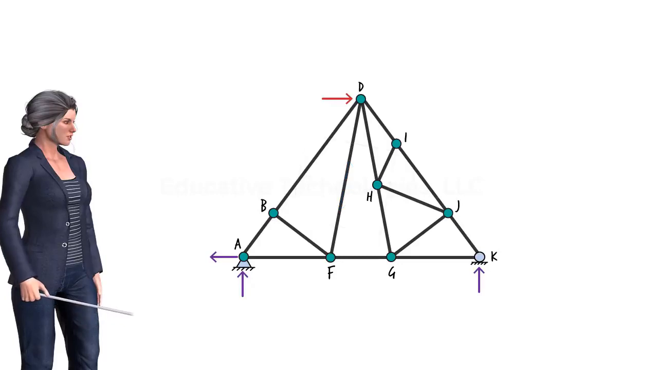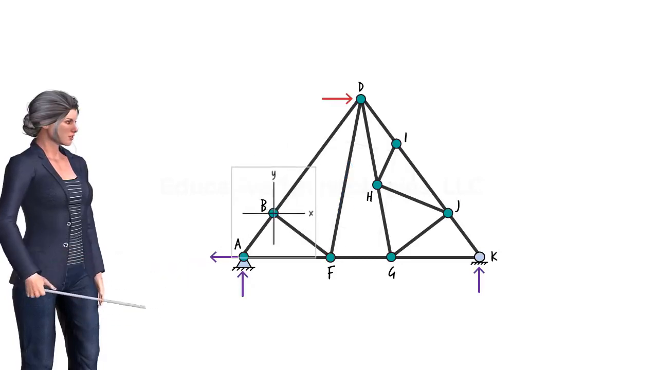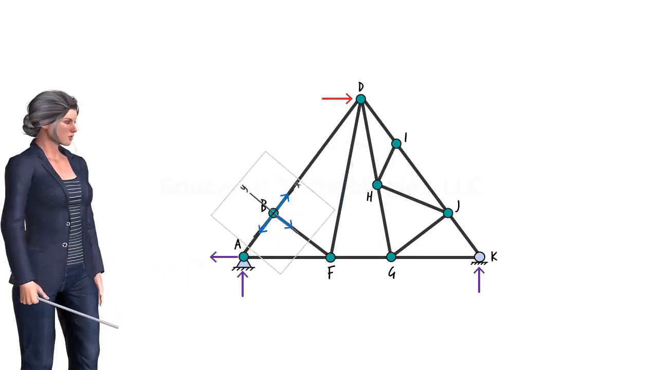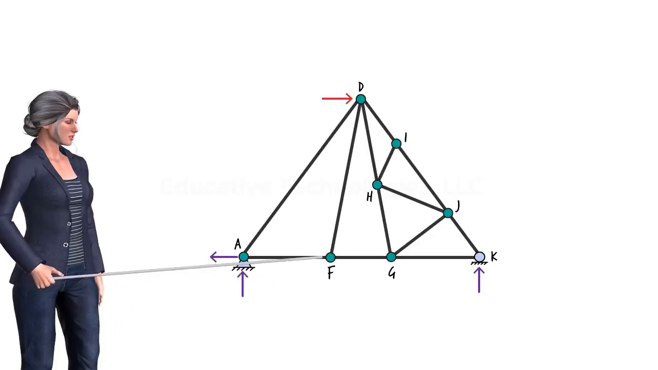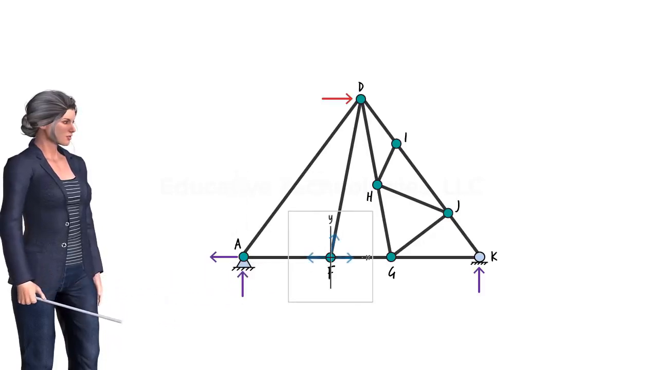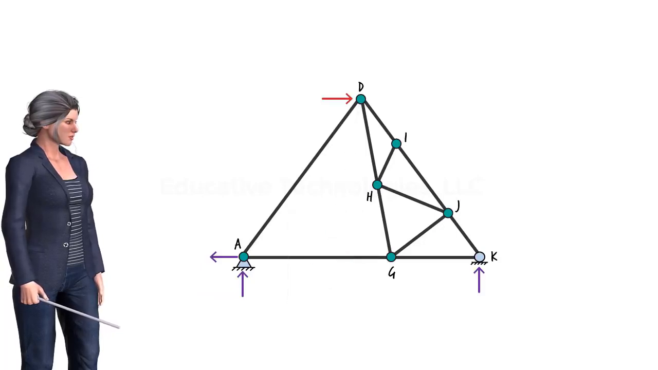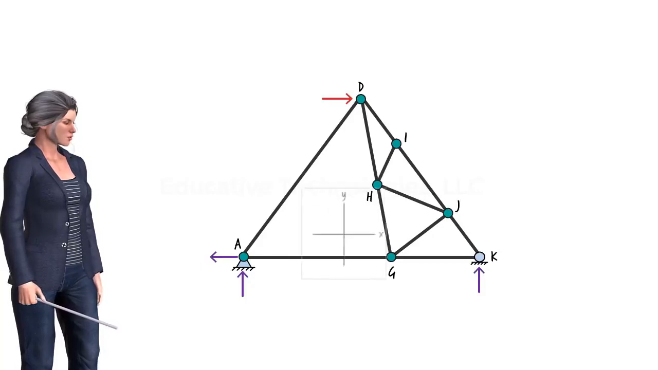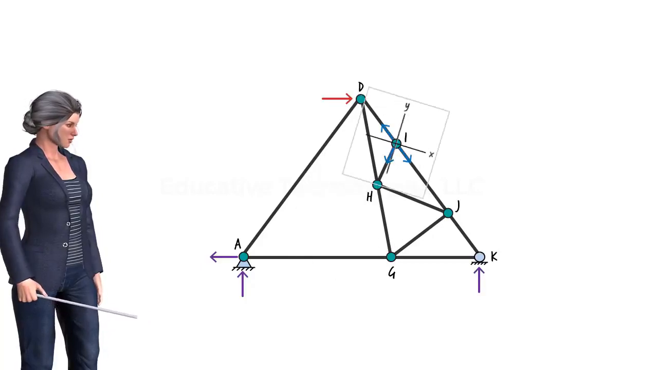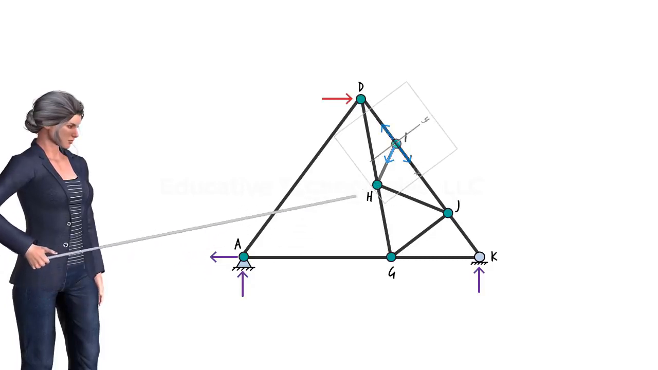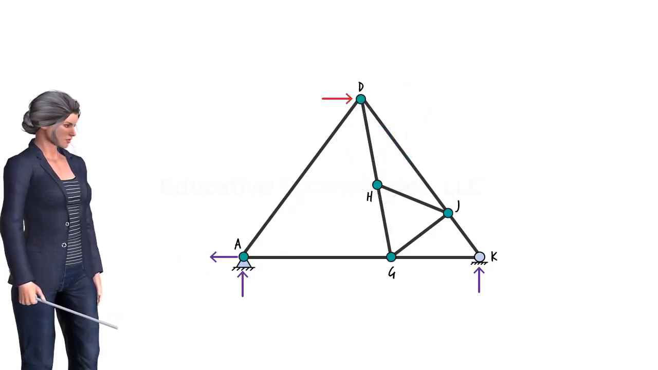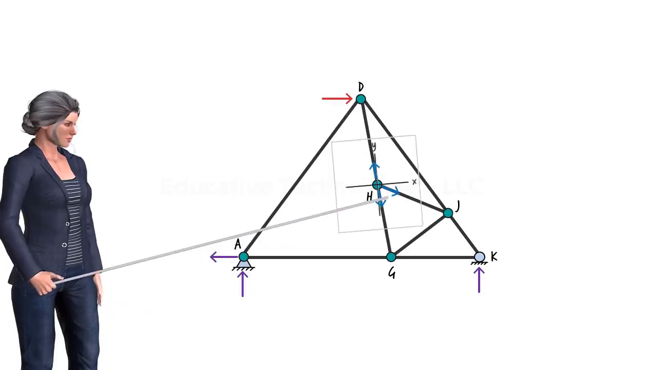Next, place the coordinate system at joint B and rotate the axes in order to show that BF is a zero-force member. Similarly, by examining joint F in the simplified truss, we can see that DF is a zero-force member. The members on the right side of the truss can be examined in a similar manner. From joint I, we can conclude that HI is a zero-force member. At joint H, we can show that HJ is a zero-force member.